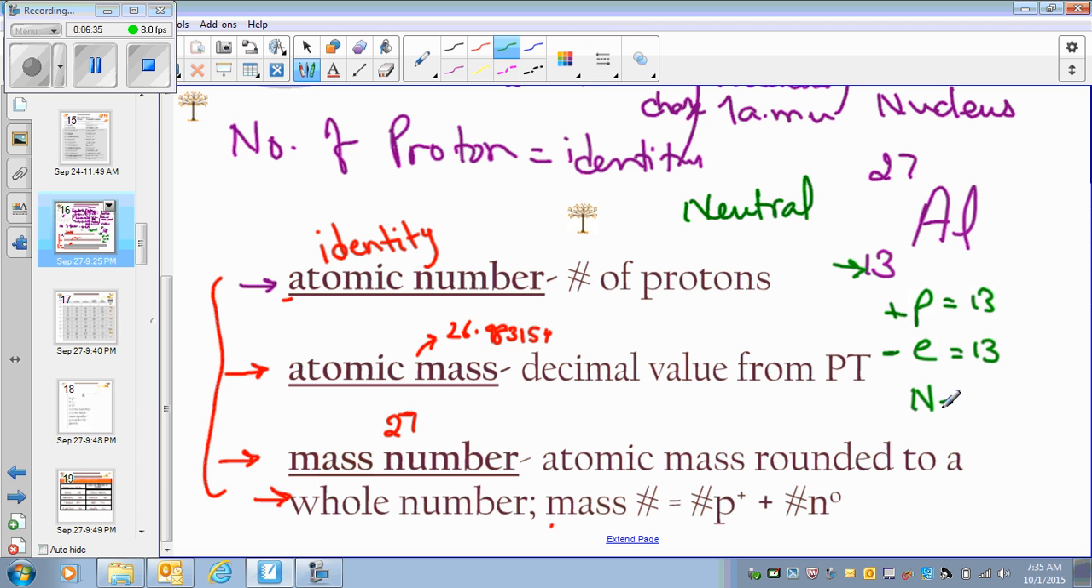So to calculate the neutrons, which are present inside the nucleus, I just explained that earlier on. Inside the nucleus, you have protons and neutrons together. So what I'm going to do is take my mass number and minus the atomic number. So the mass number is 27 minus 13, it will be 14. So I have 14 neutrons.